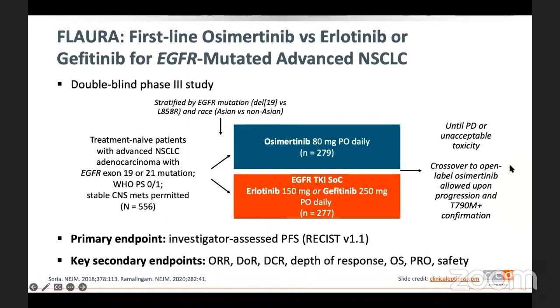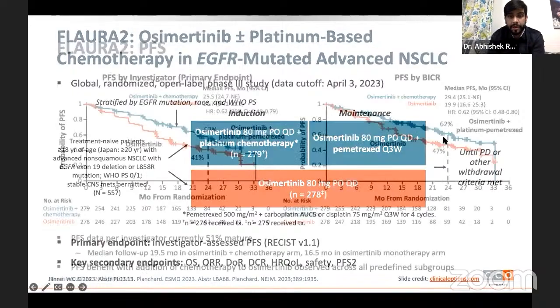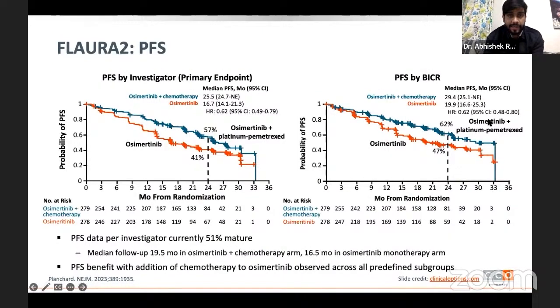So this is the data. I think this has already been discussed. I'll skip this. FLAURA2, which sir was mentioning, where the patient is given induction followed by maintenance osimertinib plus pemetrexed compared to osimertinib. So this is the excellent data for PFS.